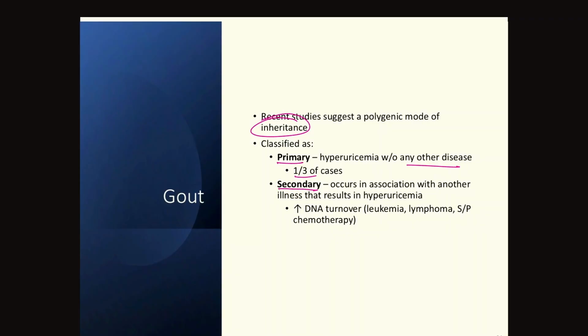Yes? Is there actually a reason why it mainly affects the great toe? It can affect every toe. I think we get into that later, but I think it's just the way that the blood supply works. It kind of just forms and gravity gets all the way down there. Secondary reasons: increased DNA turnover, so leukemia, lymphoma, and any type of chemotherapy. With high turnovers, they are at risk for gout.